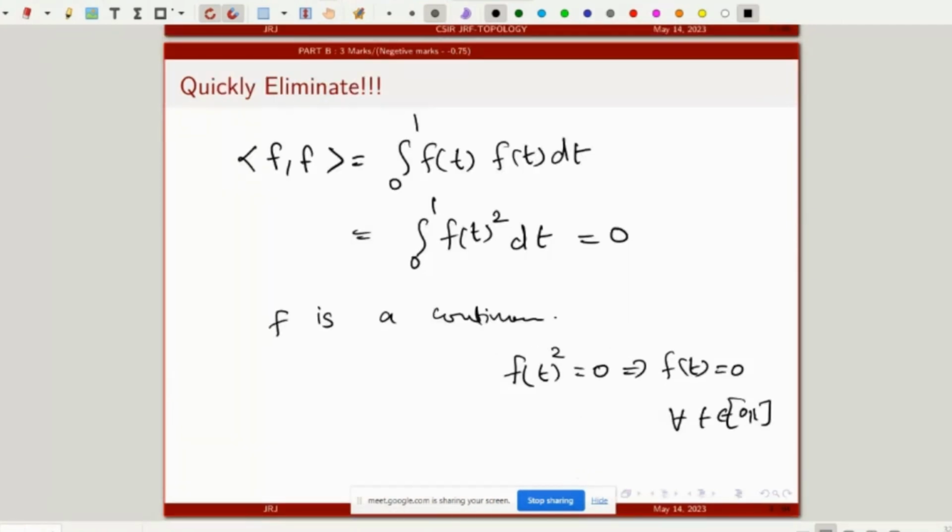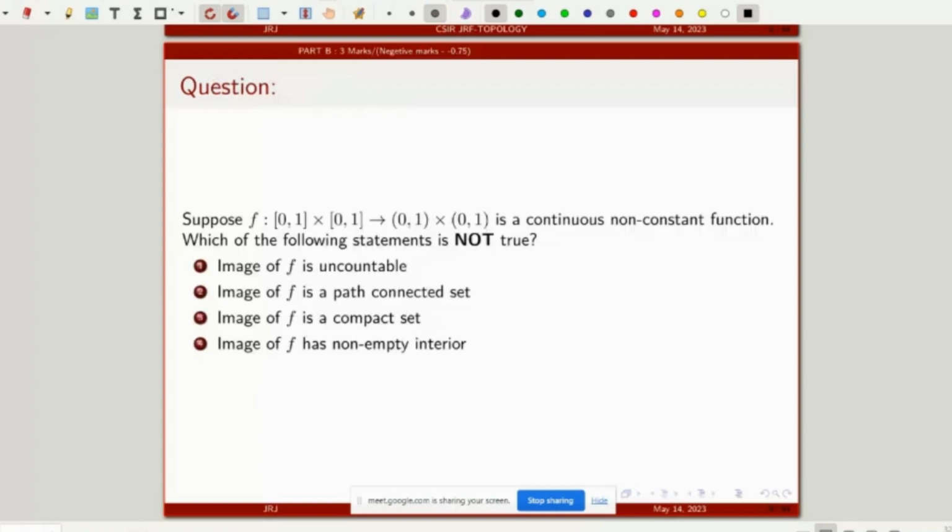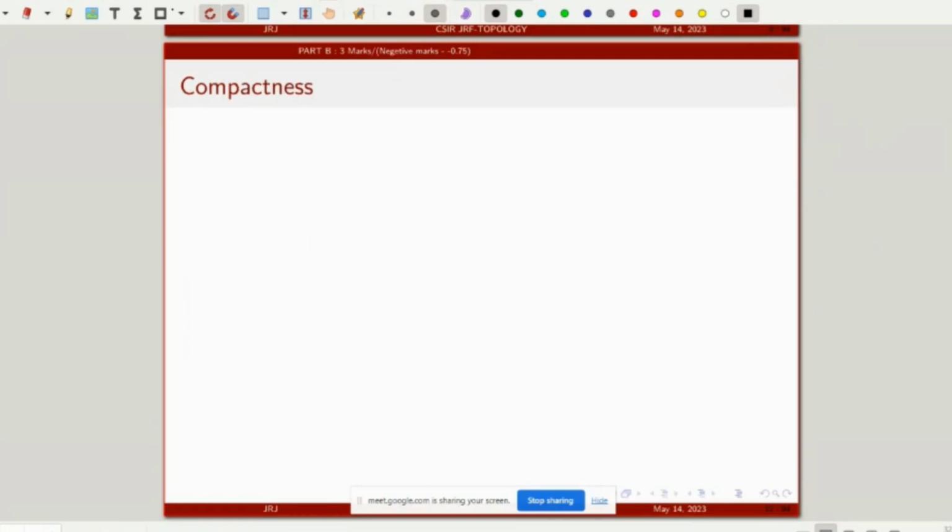Okay. So shall we move to the next question? The next question is, suppose F is a continuous non-constant function from closed [0, 1] cross closed [0, 1] to open (0, 1) cross open (0, 1). Which of the following is not true? The options are: image of F is uncountable, image of F is a path connected set, image of F is a compact set, image of F has non-empty interior.